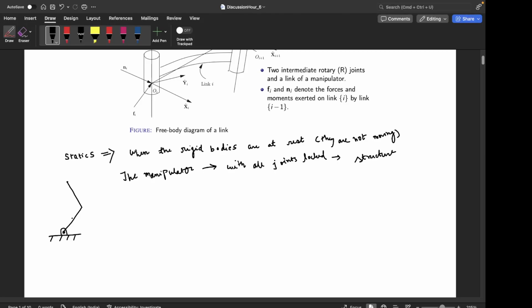So let's say this is the serial manipulator, and we fix this and fix this. We don't allow any motion at these joints, and then what we want to study is that if I apply a certain force at this and a certain moment here, then basically what are the joint torques that are required to sustain those forces.